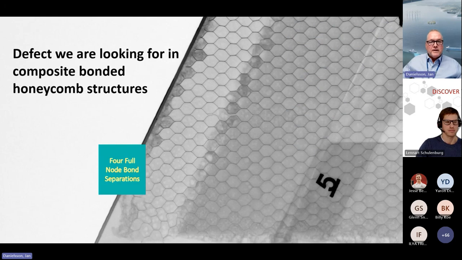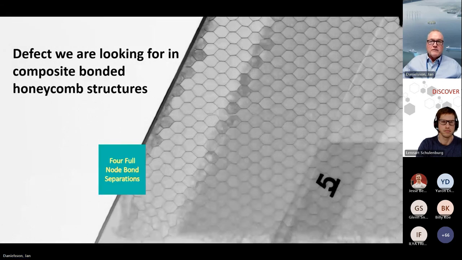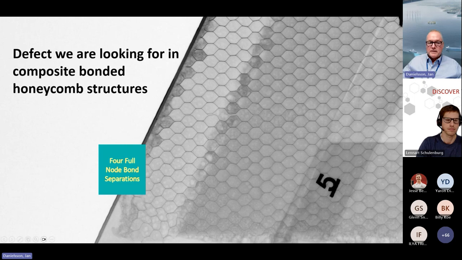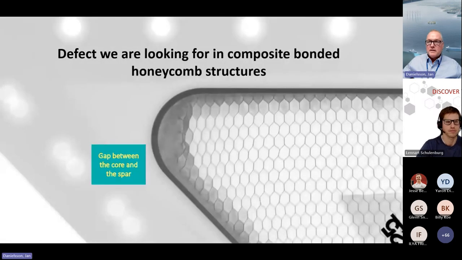These are some of the defects we are looking for. Here is a composite bonded honeycomb structure, and here is a full node bond separation in a bonded assembly part. You can see there is a big difference reviewing digital images instead of film. And here you can see the node bond separations. I have one more here.